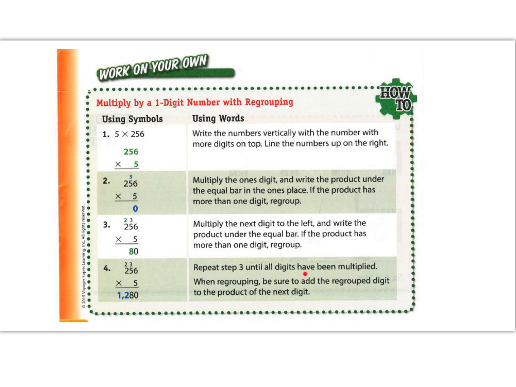Repeat step 3 until all digits have been multiplied. When regrouping, be sure to add the regrouped digit to the product of the next digit. So here, 5 times 2 is 10, plus 2 is 12. So you add those that are regrouped.